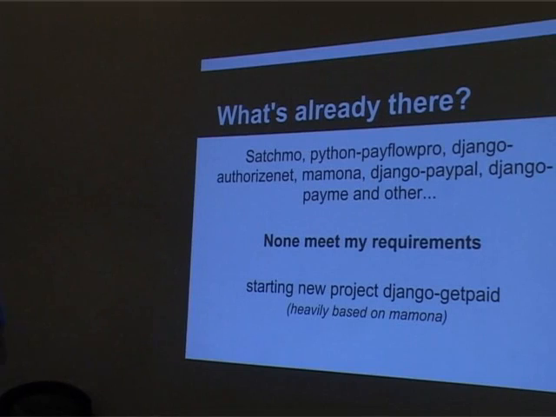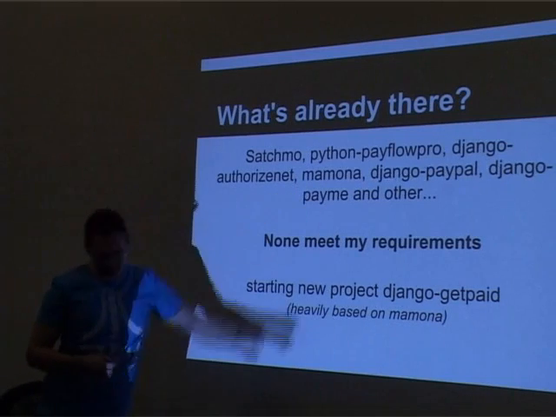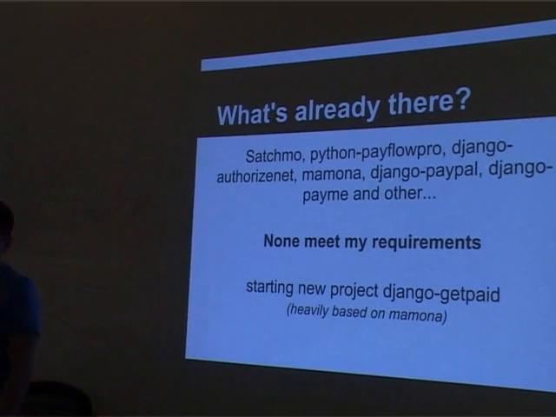And then there was this one, Mamona, a little app written by some guy in Poland, and it was kind of good, but the architecture was not what I was expecting. There are some major flaws, and I decided just to write this code from scratch, but have it mainly using Mamona code as some starting point.